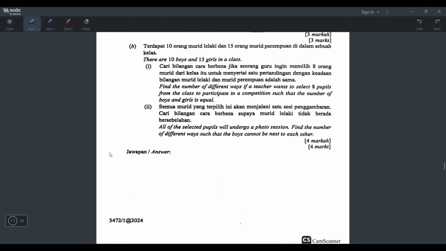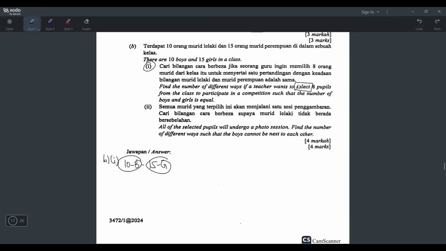Okay, let's do B now. Okay, B question 1. There are 10 boys and 15 girls in the class. So we have 10 boys and 15 girls. So total got 25. Yeah, total got 25. So number 1, find the number of different ways if the teacher wants to select. So the keyword here is select. So select means you will use combination C.